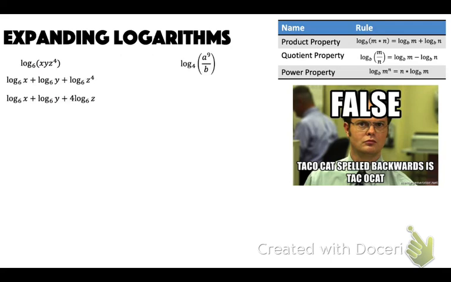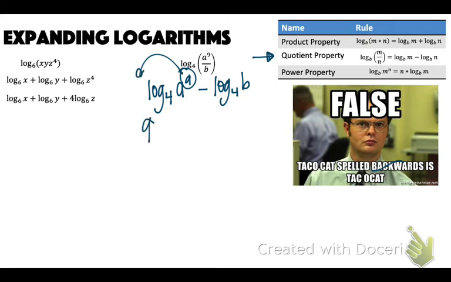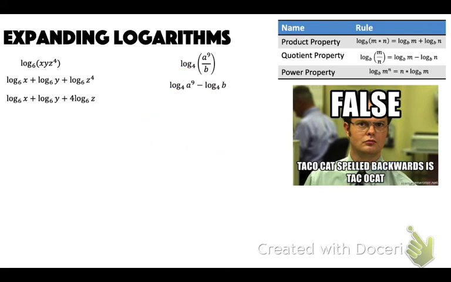Perfect. This one. So log base 4 of a to the 9th over b. So this is the quotient property, right? Because they're being divided, we're going to subtract them. So that's going to be log base 4 of a to the 9th minus log base 4 of b. And then I'm going to move that 9 over to the front. So that's 9 log base 4 of a minus log 4 of b. Cool? Check it. Perfect.